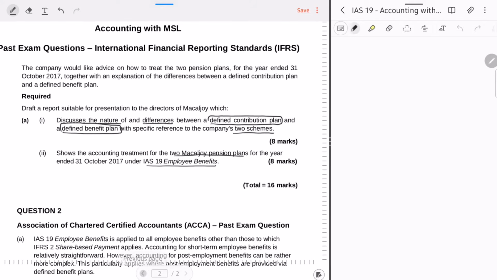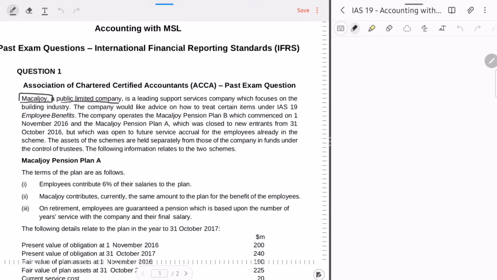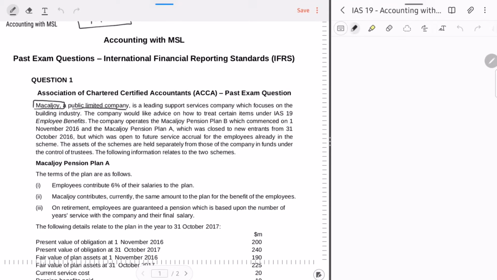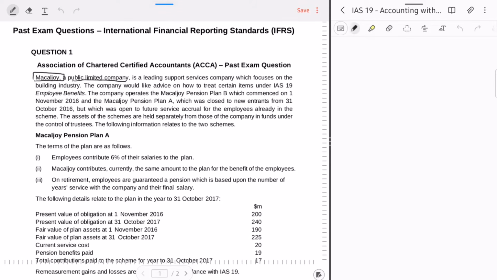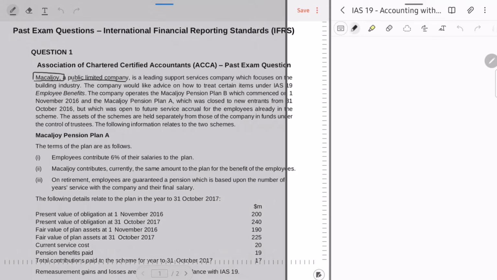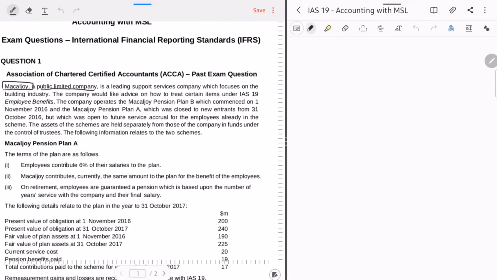So without wasting any further time, let me take you through this. Most importantly, telling you what a defined contribution plan is and what a defined benefit plan is. And then even more important, we talk about how these two plans are accounted for under the requirements of IAS 19. So let me tell you what these are, and then we come back to the question. As we are reading, we'll pick things up.